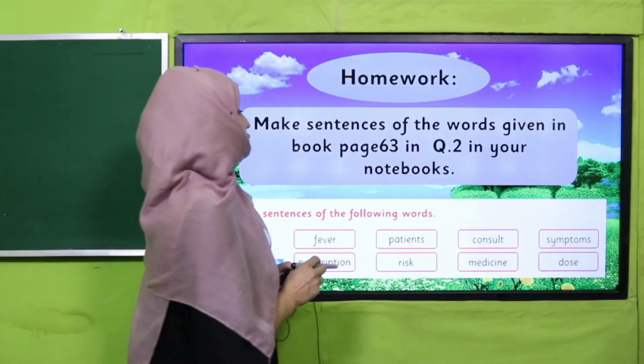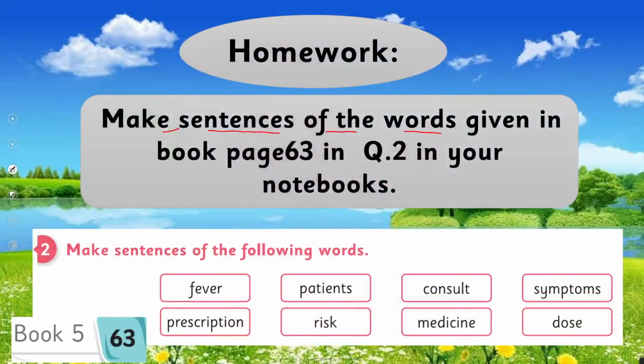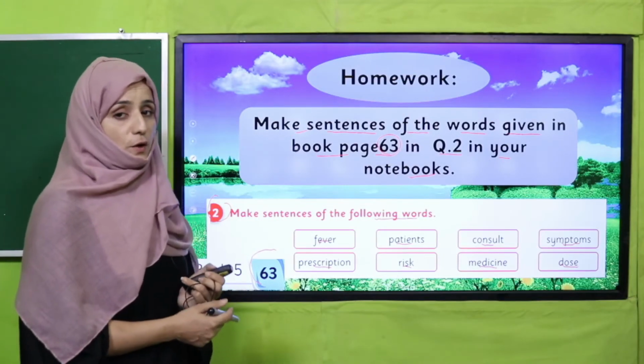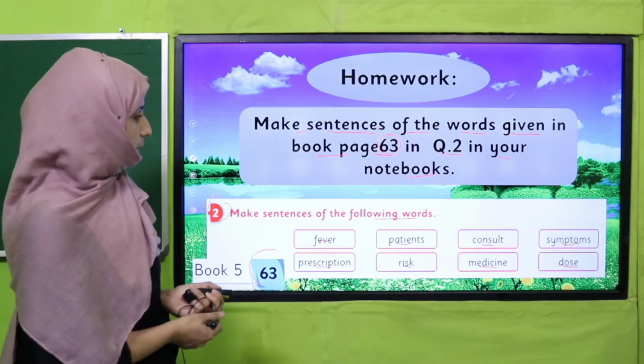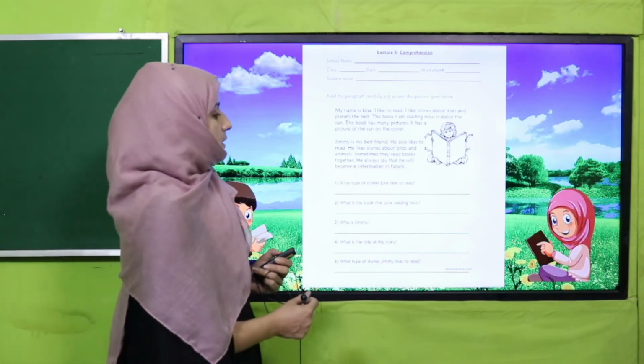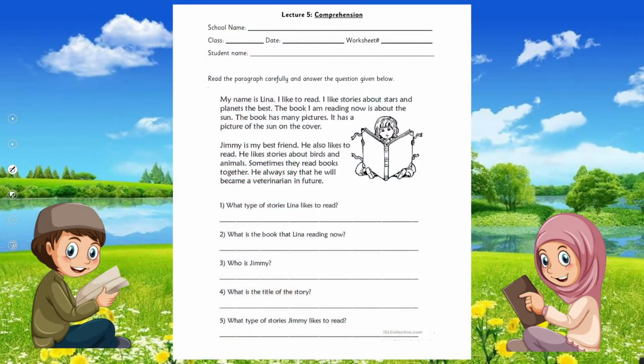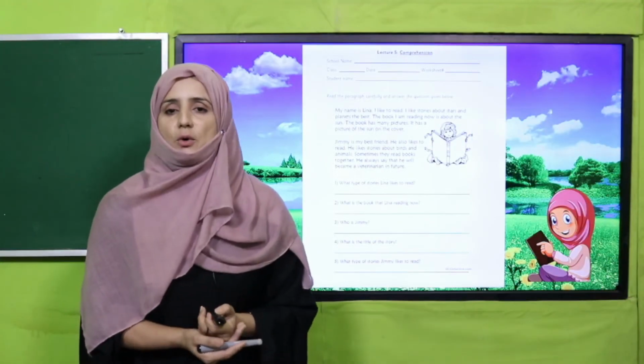So what's our homework today? Make sentences of the words given in the book, page number 63, question number 2, in your notebooks. The words are: fever, patients, consult, symptoms, prescription, risk, medicine, dose. Use these words in sentences for your homework. You will do that in your homework. And these are your worksheets. You may click it, download it, and provide it to your students in printed form.